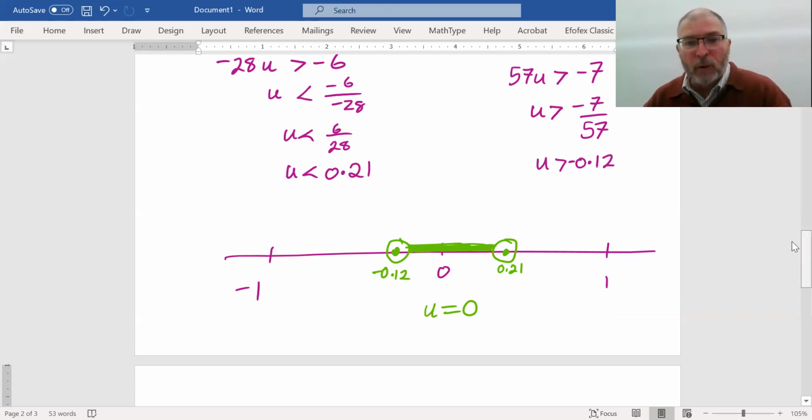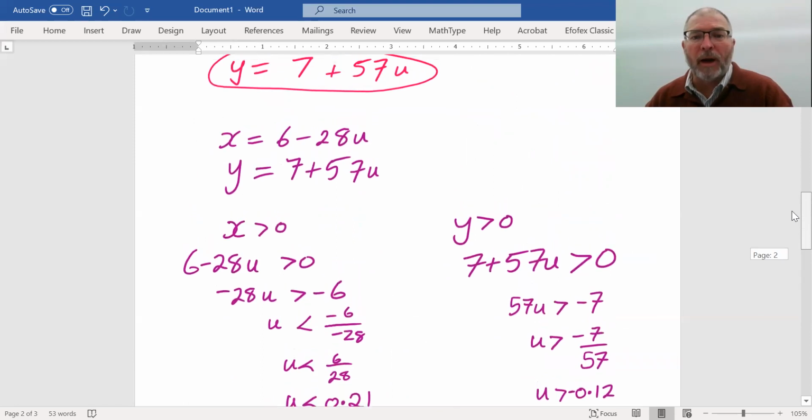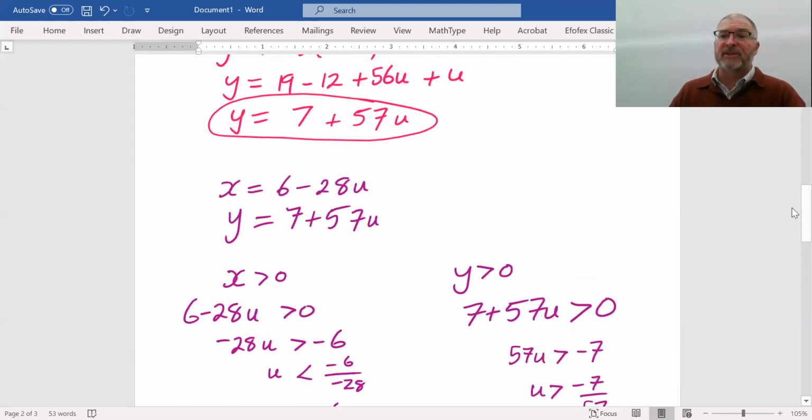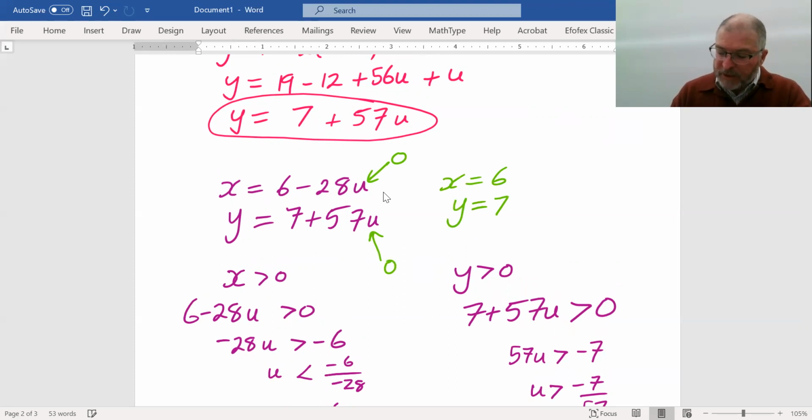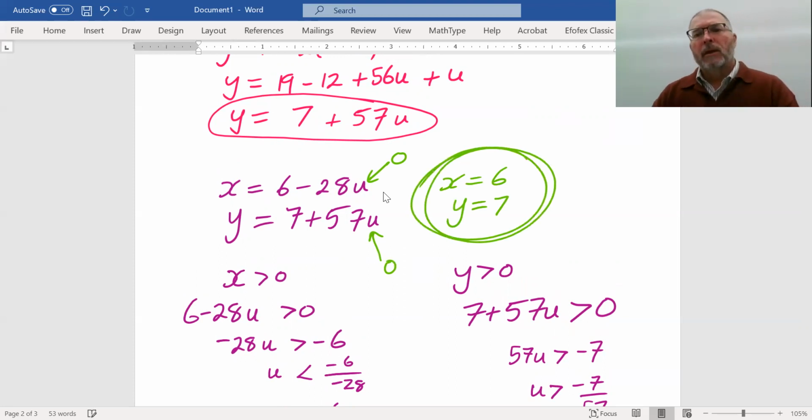So I need to look back up here at what X and Y are equal to and put U equal to 0 in those. So I've got to throw U equals 0 in there, and that'll tell me my values of X and Y. 28 times 0 is 0, 57 times 0 is 0. So that just leaves me with X equals 6 and Y equals 7. Can it be done? Yes. How many ways can it be done? One way. What is that? I want 6 57-seaters and 7 28-seaters.